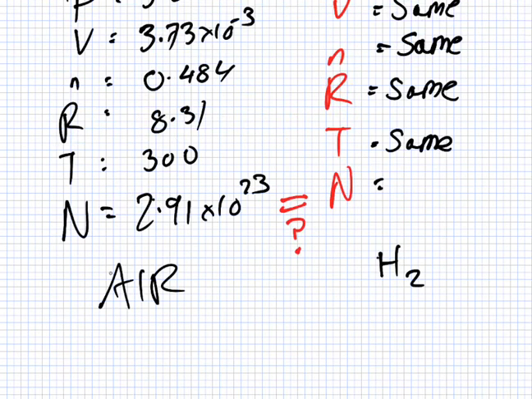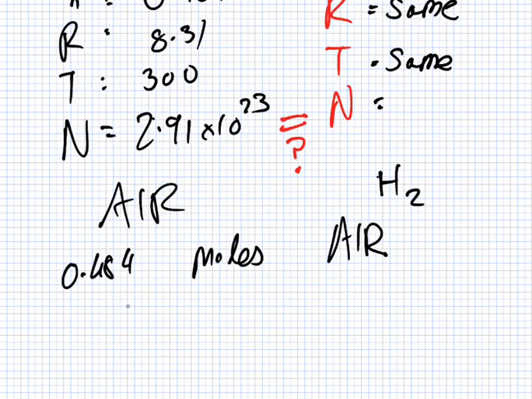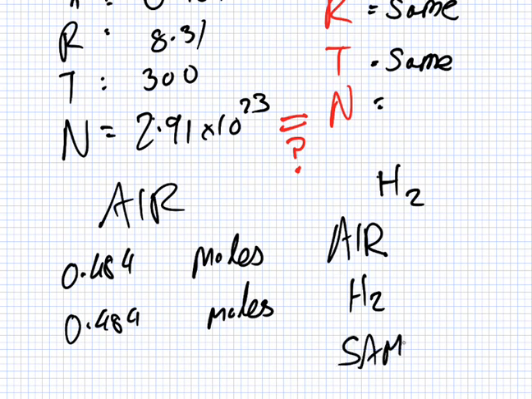So if I have 0.484 moles of air, whatever the air molecule is, doesn't matter, and I have 0.484 moles of H2, then how many molecules of H2 will I have? Well, I just have to multiply it by Avogadro's number. So I'll get the same number. The answer is actually the same. Not more, not less, but the same.